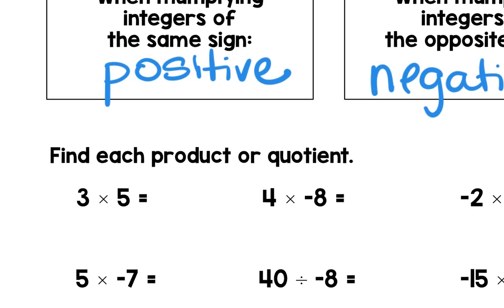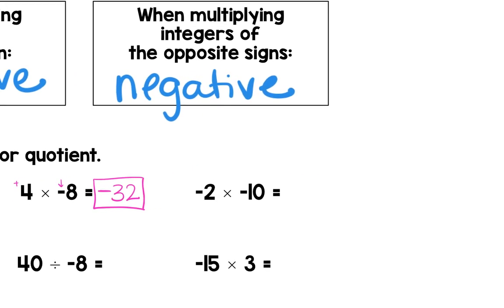We have 3 times 5. These are both positive, so the answer is going to be positive, and 3 times 5 is 15. In this case, we have a positive 4 and a negative 8. So we know the answer is going to be negative. 4 times 8 is 32, so my answer is negative 32. Negative 2 times negative 10. They're both negative, and that means that's going to turn to a positive 20. And you could also just write 20. You don't need to write the plus sign in front of it.